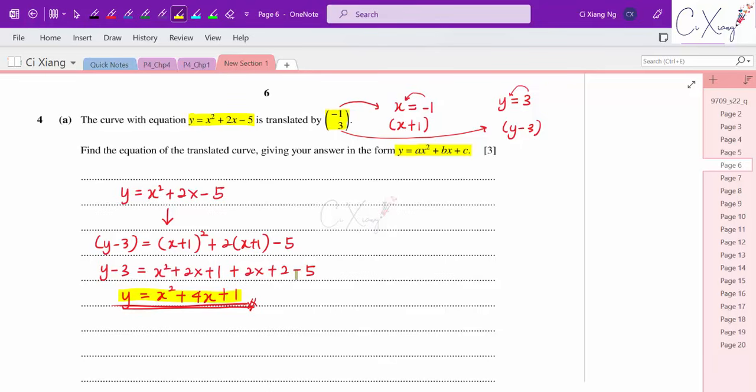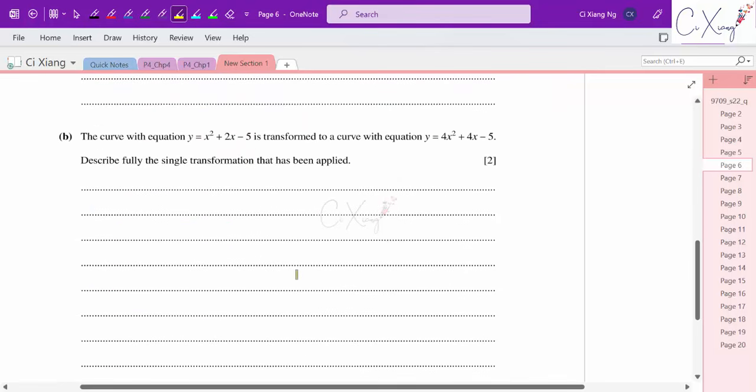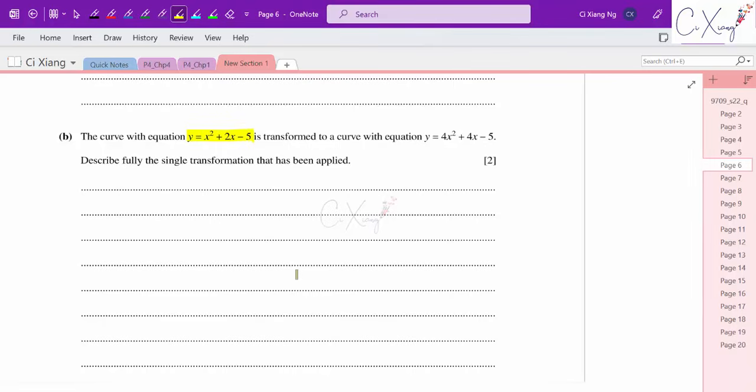Okay, so we can proceed to part B. For part B, they are saying that we are having this curve again, then it's transformed to a curve with this equation. And then they want us to describe fully the single transformation that has been applied. I think the single is an important word. When you try to transform the original curve to this one, they only want us to apply the transformation in one step. Only one transformation is allowed. So we have to try to observe it very carefully. First of all, we look at the constant.